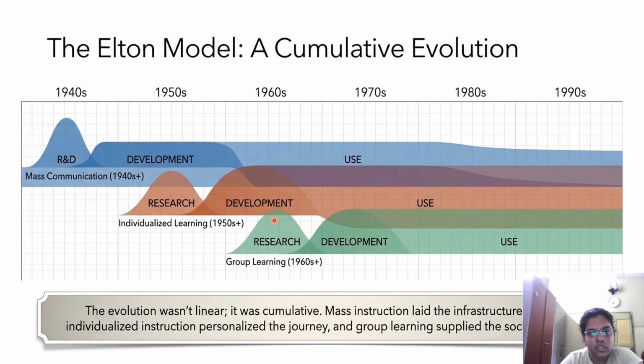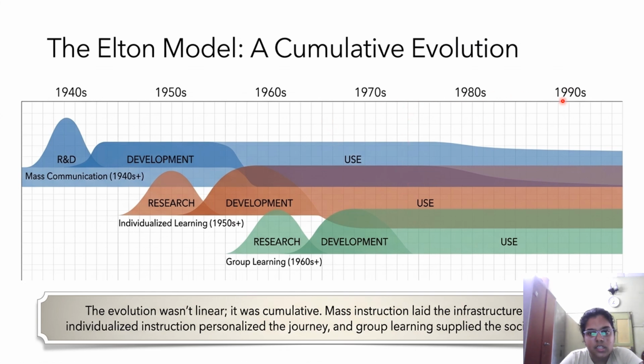Now there is a chart in which various years and time frames are presented. So what it says: 1940s. In the 1940s, what was there? R&D and mass communication were there. 1950s, then development. 1960s, use.